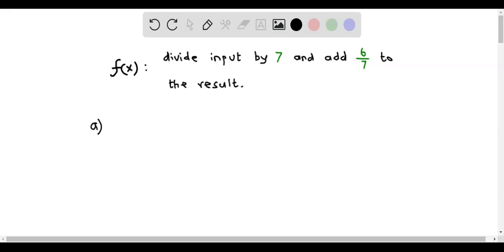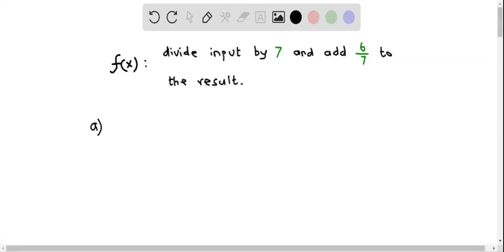In part A, we write the algebraic expression for f of x given its verbal description. That is, it is given as divide input by 7 and add 6 by 7 to the result. So let's write the algebraic expression for f of x. So I write f of x and this equals, it is given divide input by 7. So if you consider x as the input, we divide by 7. That's what we do first.